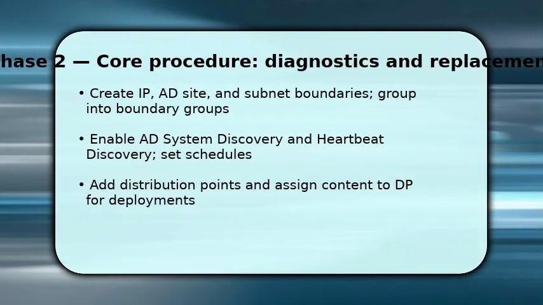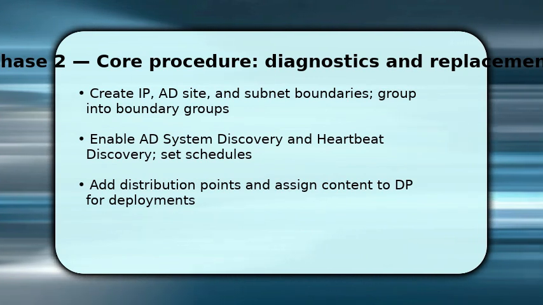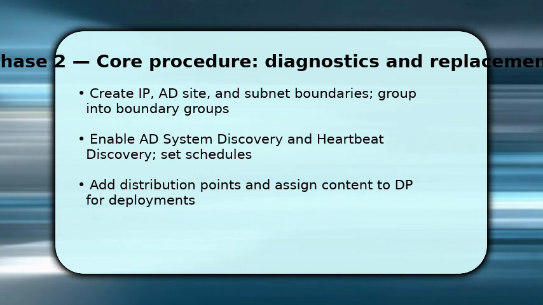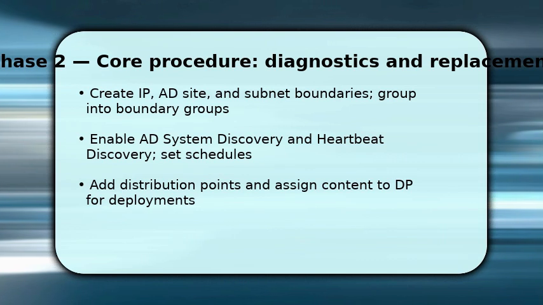Next, you configure discovery and boundaries so clients can be found and managed. Start by creating IP, AD site, and subnet boundaries, then combine them into meaningful boundary groups. This ensures content flows to the right distribution points. Once boundaries exist, enable AD system discovery and heartbeat discovery, and set sensible schedules to reduce network impact.